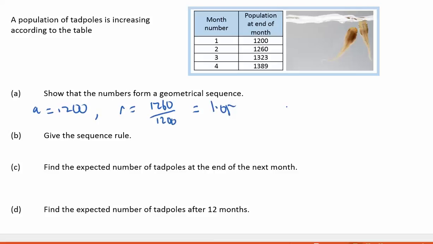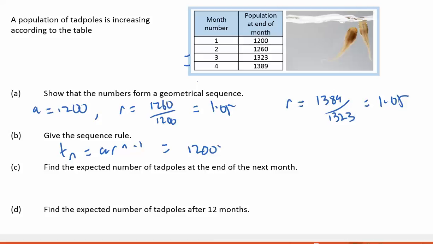Checking that again, with the 4th and the 3rd month, I get exactly the same common ratio. The sequence rule then, to find the expected number of tadpoles at the end of the next month, well that's 25 to the power of 4.